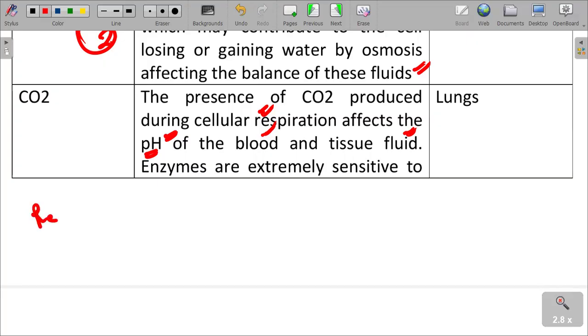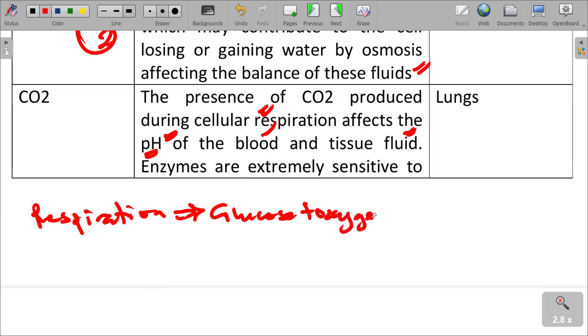Respiration is one of the fundamental metabolic processes that we cannot forget or leave out. Respiration is the breakdown of glucose in the presence of oxygen to produce carbon dioxide, water, and energy. We can give it as a summation: glucose plus oxygen produces carbon dioxide plus water plus energy.